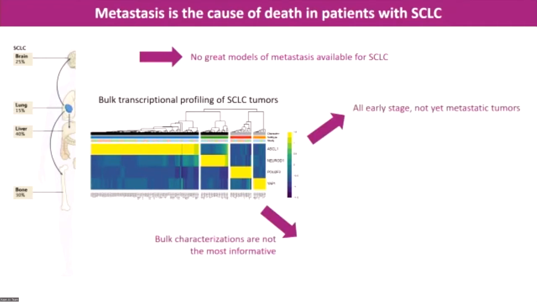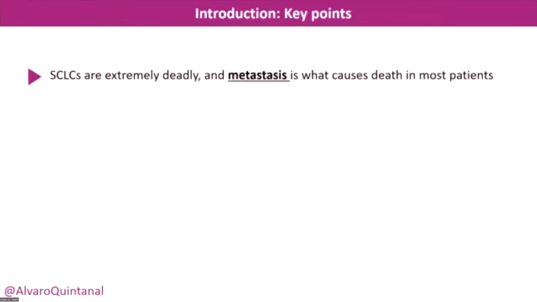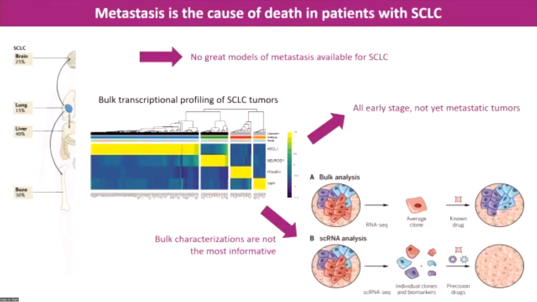Also, all of the characterizations that are available so far are only bulk. As you may know, these are not the most informative, because even though one concrete system may have different clones, when we do bulk analysis, we get expression or information about the average clone. So we're missing a lot of other clones that may be interesting or driving some phenotypes. In single cell RNA-seq analysis, we can get information for all of those clones individually, which may be more informative, because some of these clones may be driving an important phenotype.